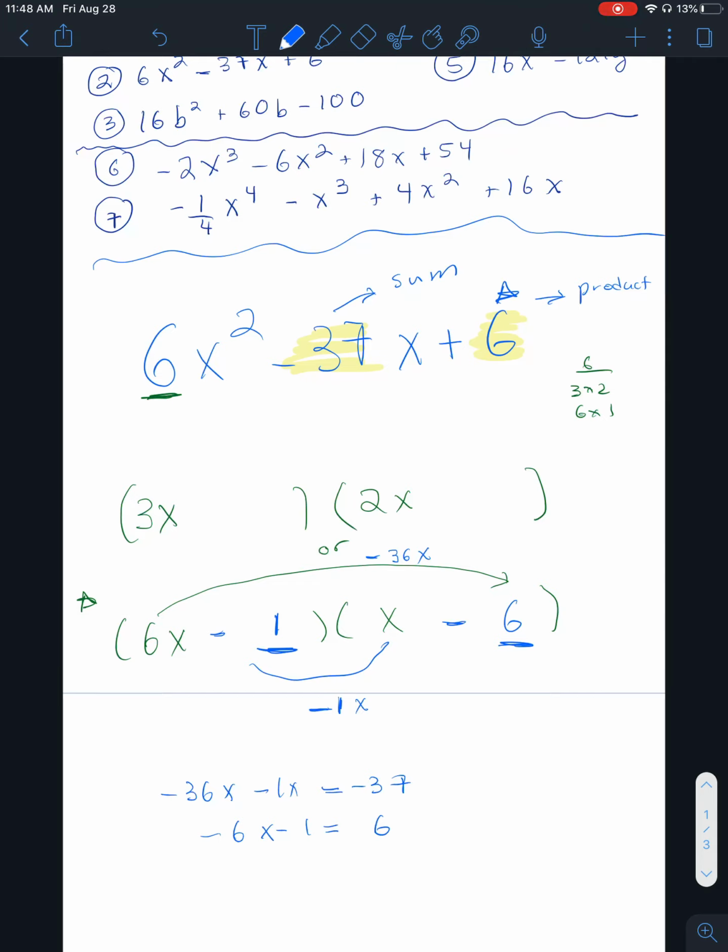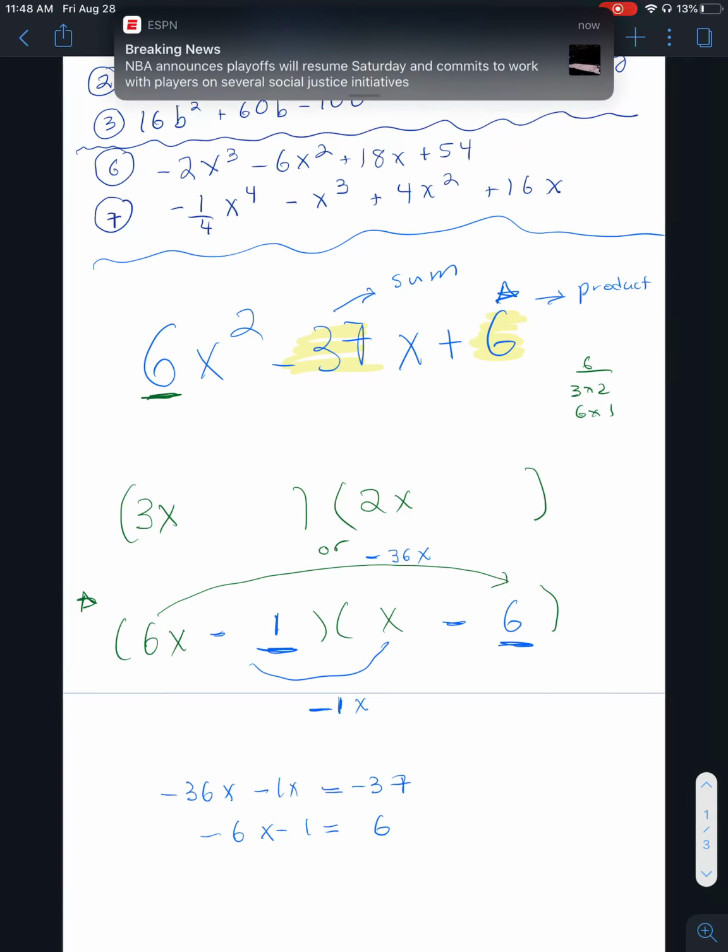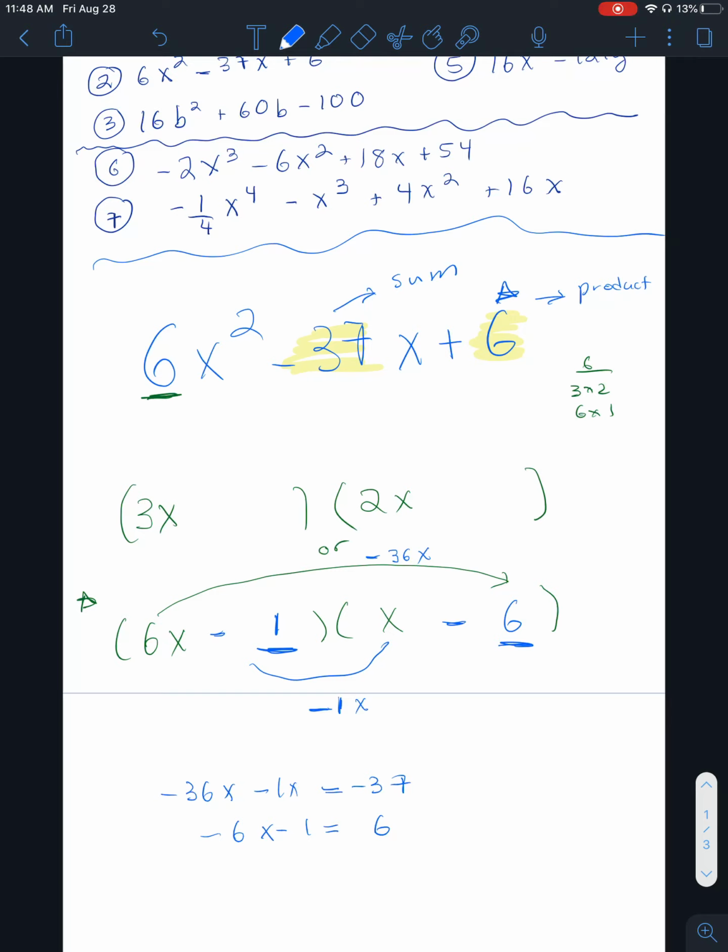So some students will say, how do I know which one to pick? Like maybe I wouldn't see it that way. It's just kind of trial and error. I just tried it. I looked and I knew in my head that 6 times 6 was 36, so I felt like that would be a good spot to try.